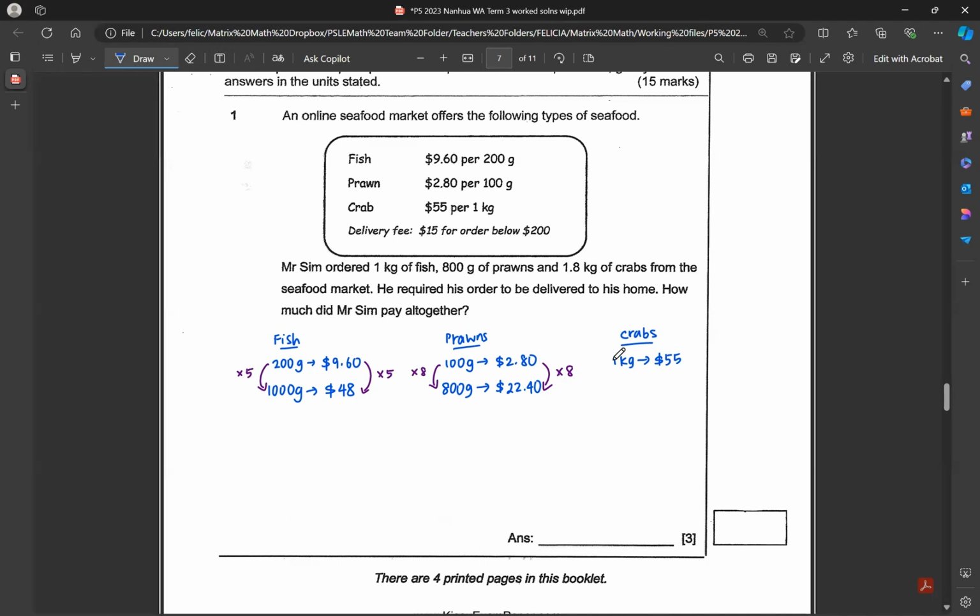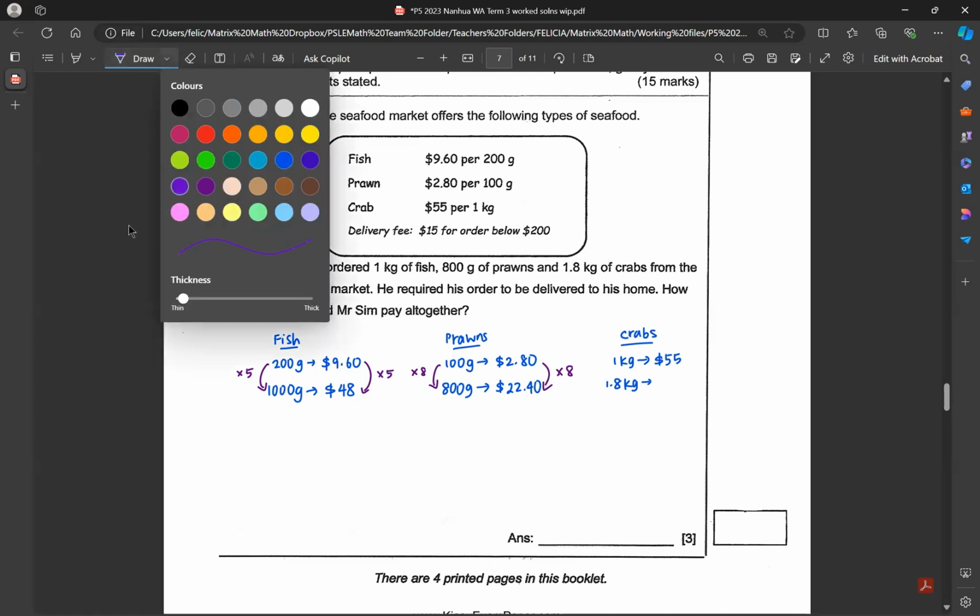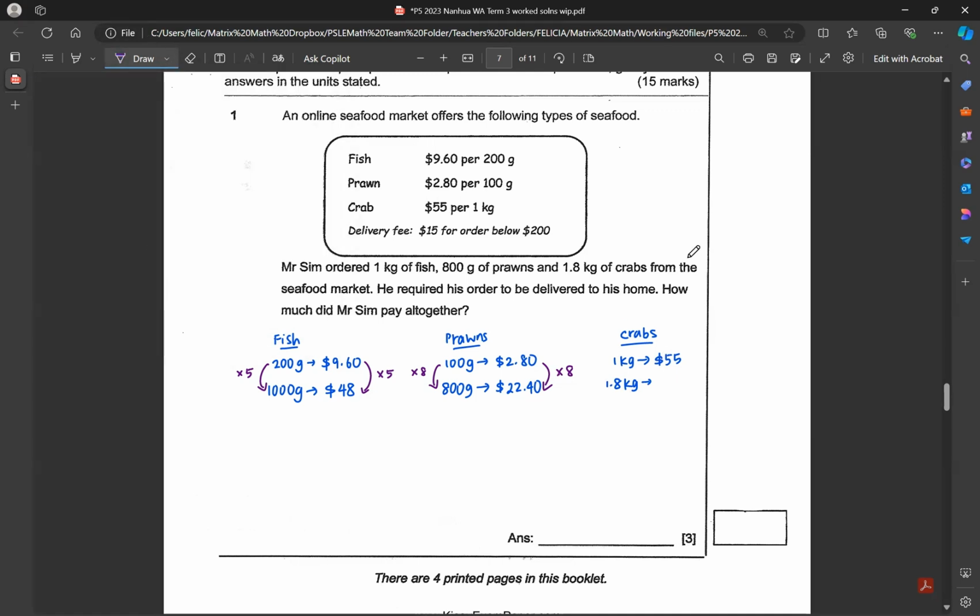So to find 1.8 kg of crabs, don't worry about the decimal point, just ask yourself, from 1 to 1.8, what are we multiplying? It's actually the same thing. If it's 2 kg here, you just take 1 times 2 to get 2. If it's 5 kg here, you take 1 times 5 to get 5. So basically 1 times your 1.8 to get 1.8 kg. So this is just a times 1.8.